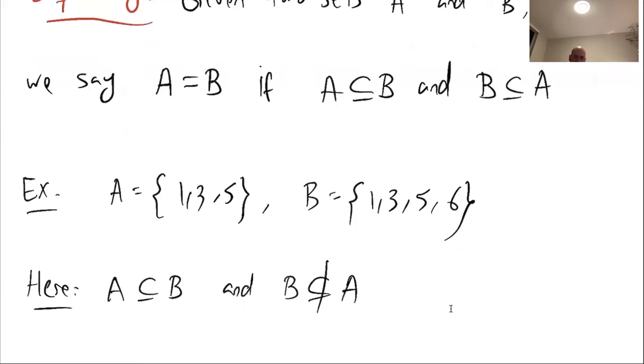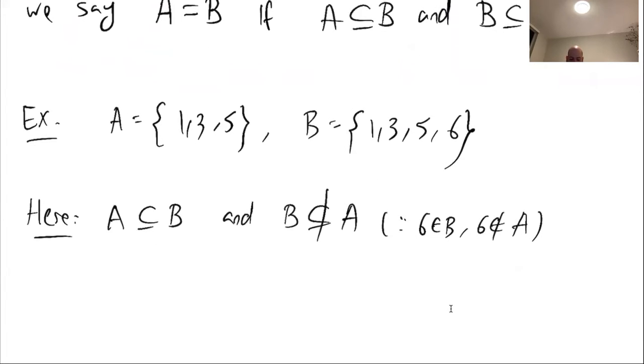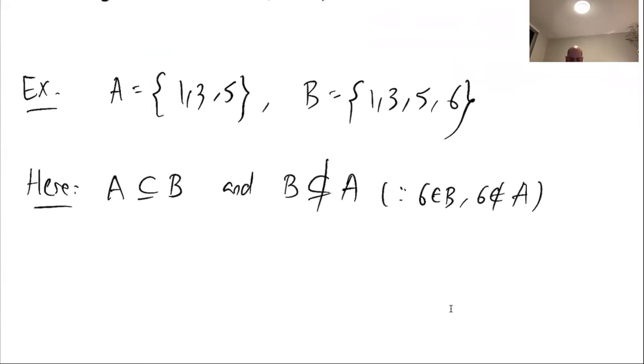Every element of A is in B, but not every element in B is in A, because 6 is in B and 6 is not in A. So since A is a subset of B, but B is not a subset of A, we can conclude that A and B are not equal.